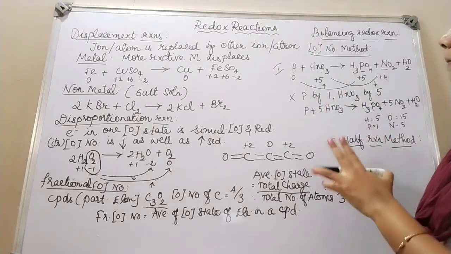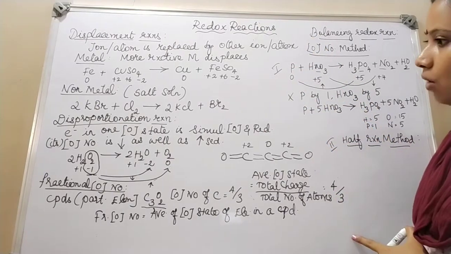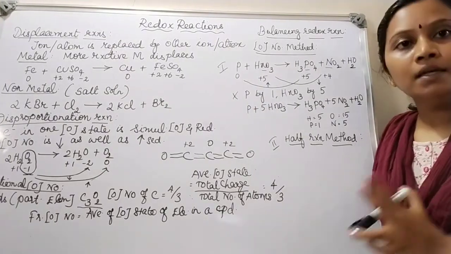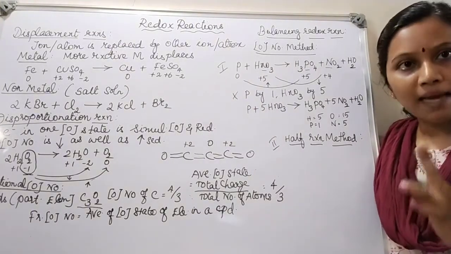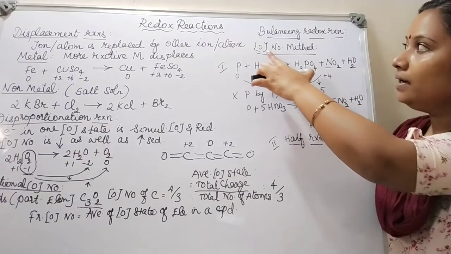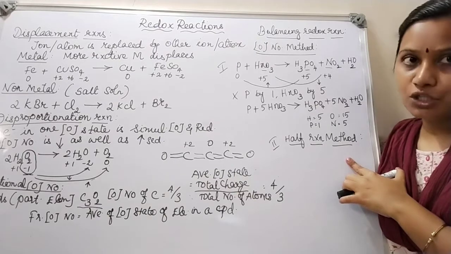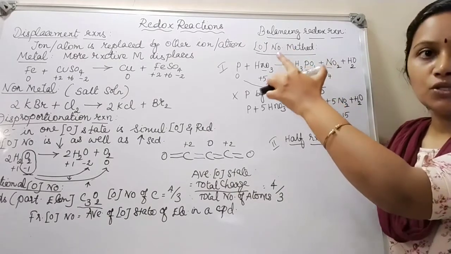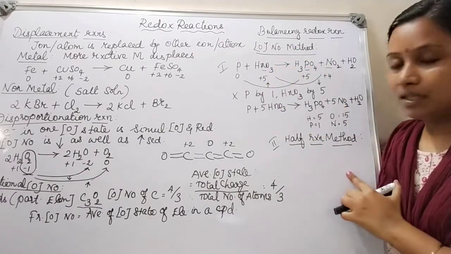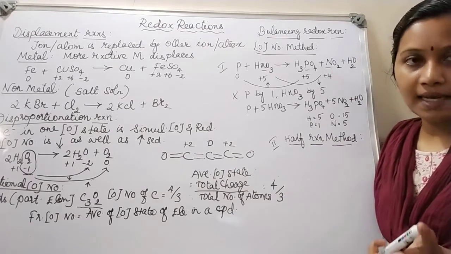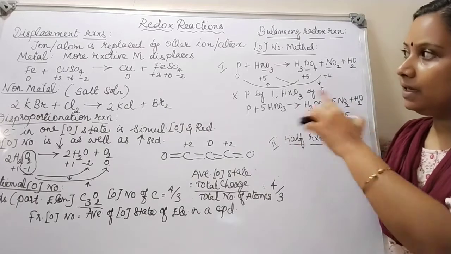Then moving to balancing the redox reaction. How to balance the redox reaction? There are 2 methods by which we can balance the redox reaction. One is oxidation number method and another one is half reaction method. Half reaction method I will be discussing with the slide, and oxidation number method I can help you now.